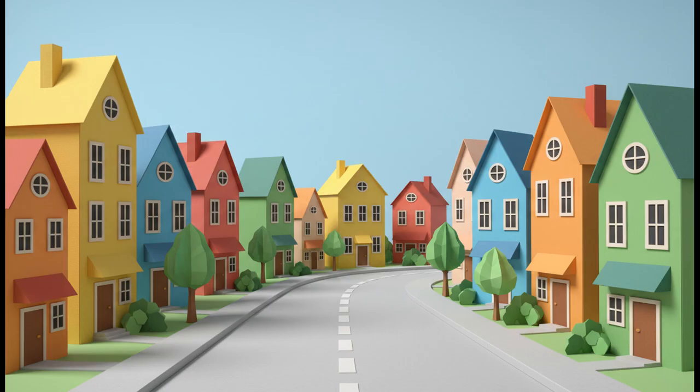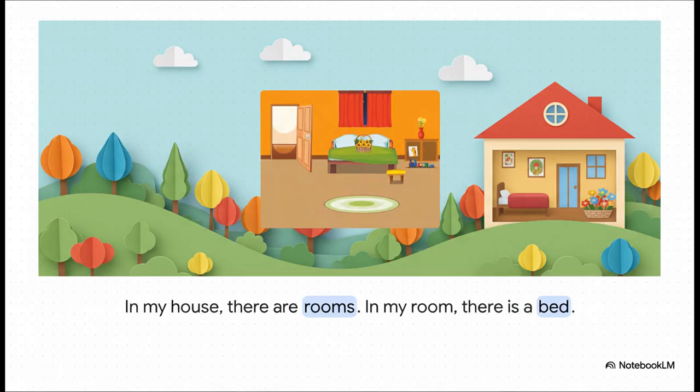Well, in my street, there are houses. Look at them. Big houses, small houses, all lined up in a neat little row. Now, let's pick one house and let's tiptoe inside. What do we find inside a house? Rooms, of course. In my house, there are rooms. And if we go into one very special room, my room, what's there? In my room, there is a bed. A nice cozy bed to sleep in.